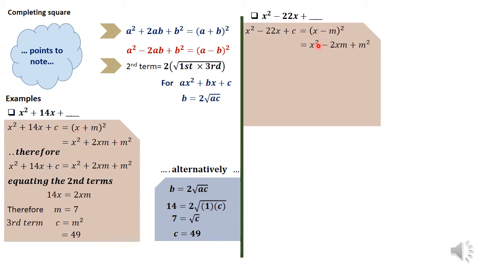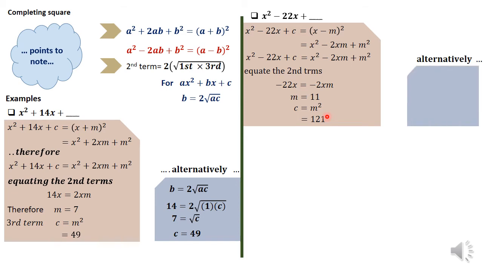Now expand the (x minus m) squared, which gives us this sort of a thing. And then we equate the expression we had with what we just obtained, and go on to equate the second terms, the minus 22x and the 2xm, that particular way. We want to find the value of m, so divide both sides by 2, negative 2x, which gives us m is 11. And since we know that c is m squared, we say that in the previous question, it means that c must be 121, which is the square of 11.